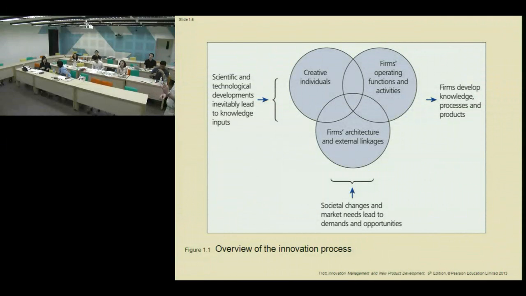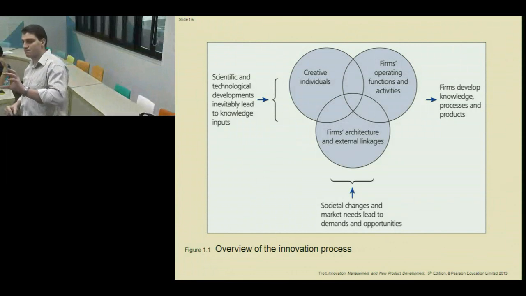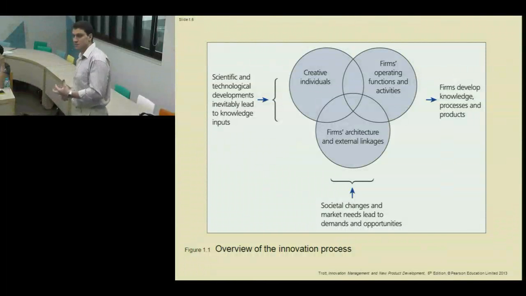As you can see on the board, that's the overview of the innovation process. So we have discussed so far about technology, about knowledge, about networks, clusters, market. So you can see all that in that figure. On one hand, we have creative individuals.